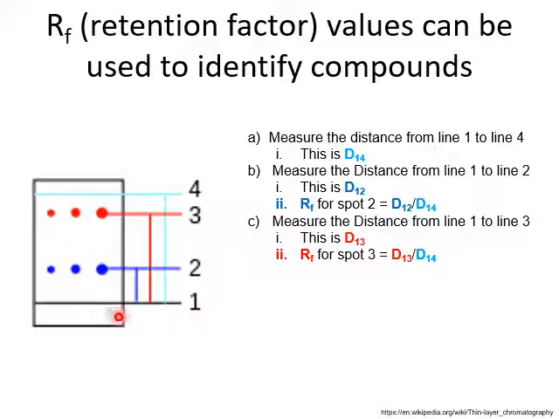It's an example. When you have something like this, if we call the distance between line 1 and 4 D14, and the distance between 1 and 2, where 1 is your initial line and 2 is the place of one of your spots, D12, then the retention factor of the first compound is D12 over D14. And for the second compound, I mean line 3, if we call the distance between 1 and 3 D13, the retention factor for this red compound is D13 over D14.